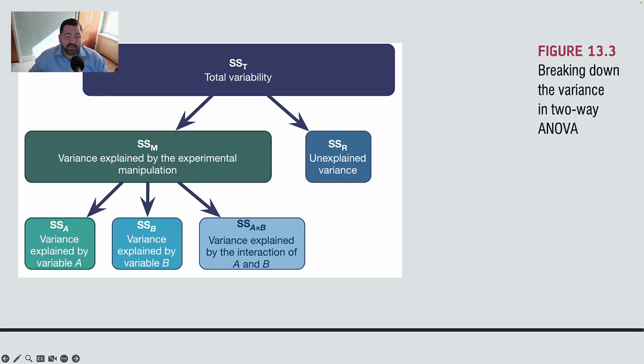The way that a factorial ANOVA is typically partitioned schematically would be by having the sum of squares total. We still have to calculate that.